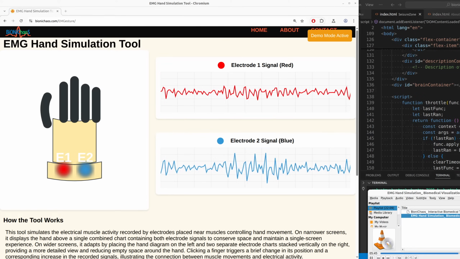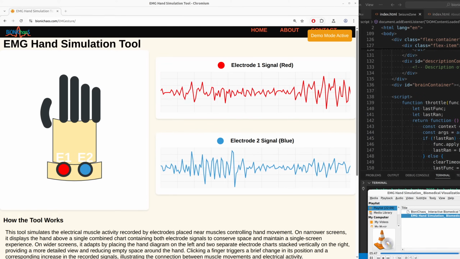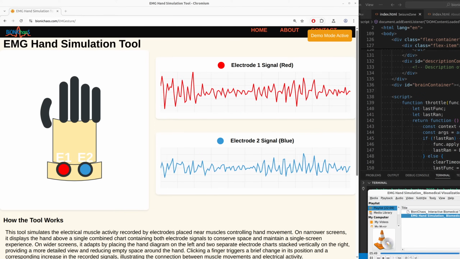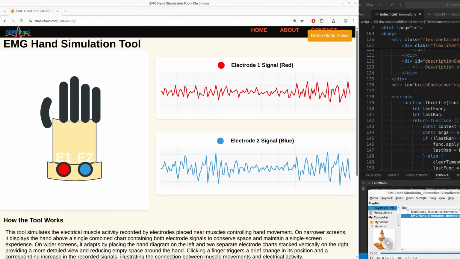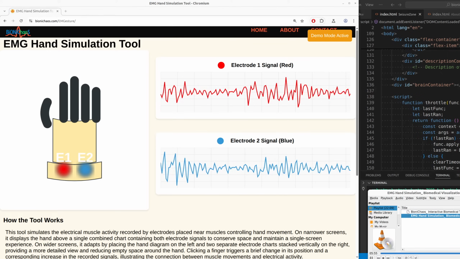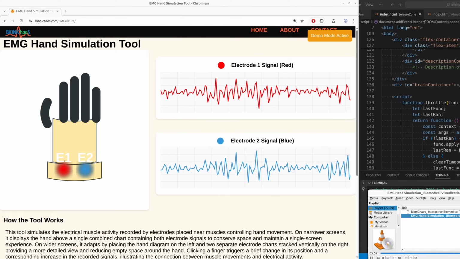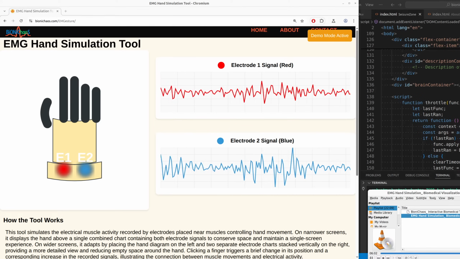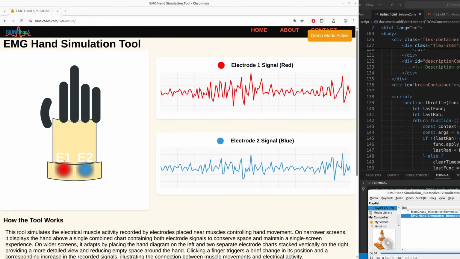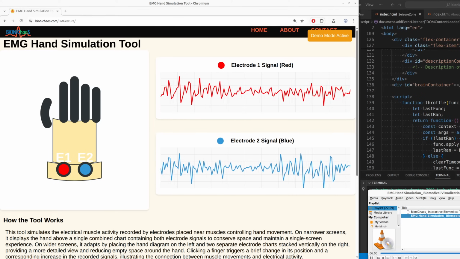Wow, that's really specific. So those different number combinations, like 3 and 5 versus 5 and 3, that's what makes the signal look different for each finger. Precisely. These aren't just random numbers. They're designed to create distinct electrical signatures for each finger's movement. It helps illustrate the principle that different muscle activation patterns create unique EMG waveforms. Okay, that makes sense. It really drives home that different movements produce different signals.